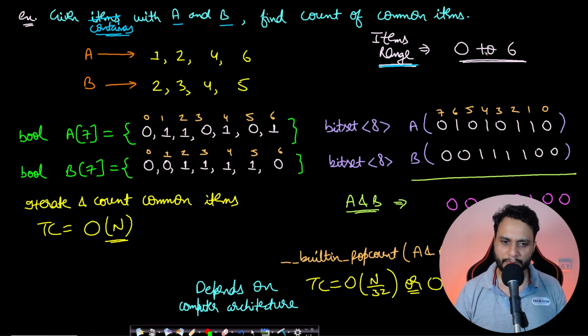In this case it will be 0 to 6. Now if you already know this, then you can create a boolean array simply, right? Boolean array, and you can just make it a size from 0 to 6, and you can mark what all items are present and what all are not present.